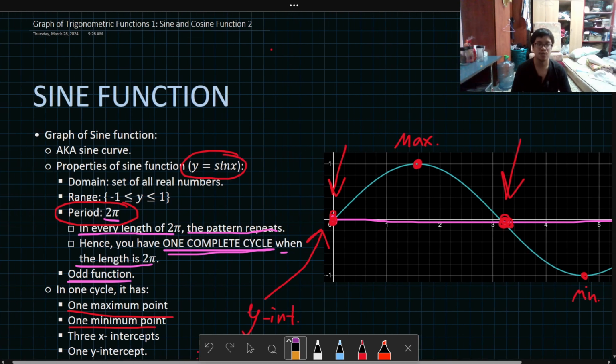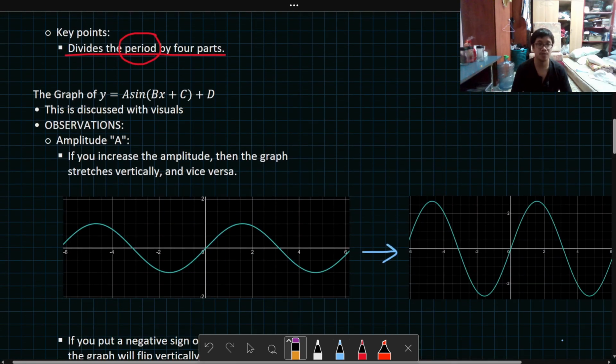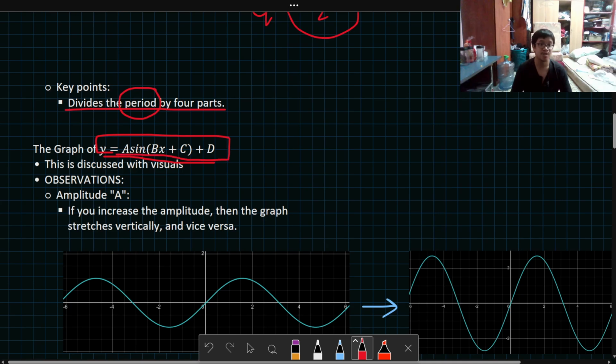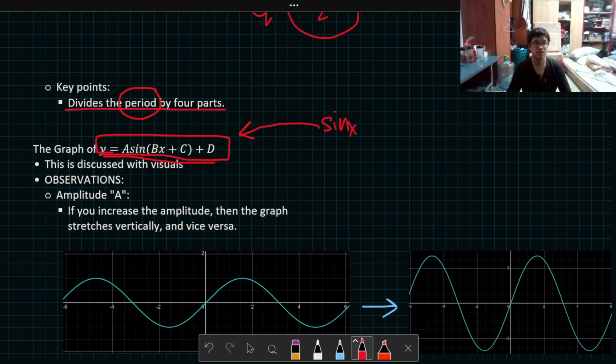So with that, we will learn about the graph of y is equal to a times sine of bx plus c plus d. We need to learn this one. And why again? Because this will tell you how different this sine function is from the original function. Because we know how sine x would look like, right? But what if there exists a coefficient to the sine? What if there exists a coefficient for the x?